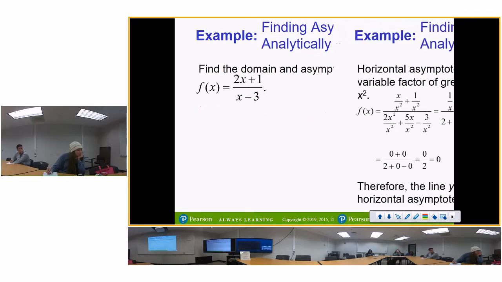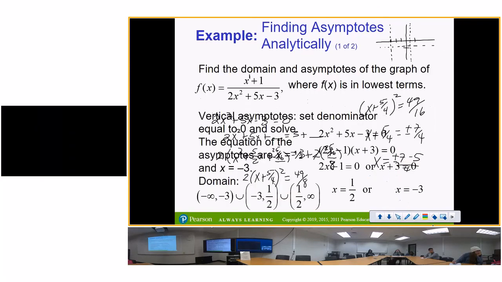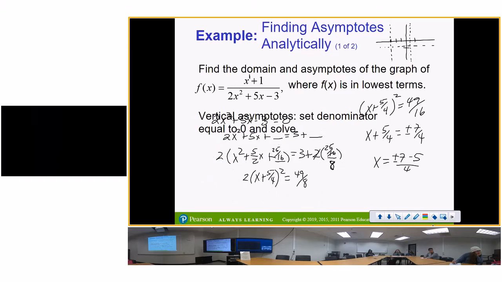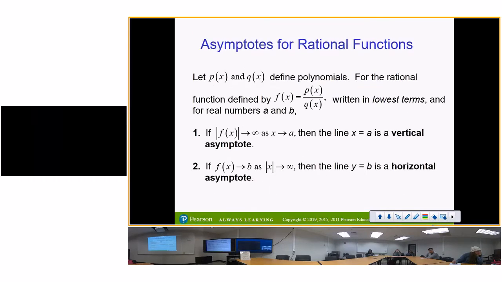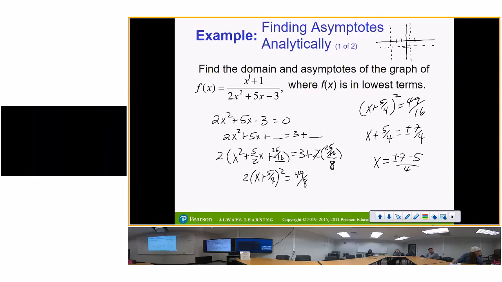Let me go back and see. No, this is the one we're doing. All right, so in this case, let me get rid of all this. Here we go. All right, this one we found our x-intercepts.